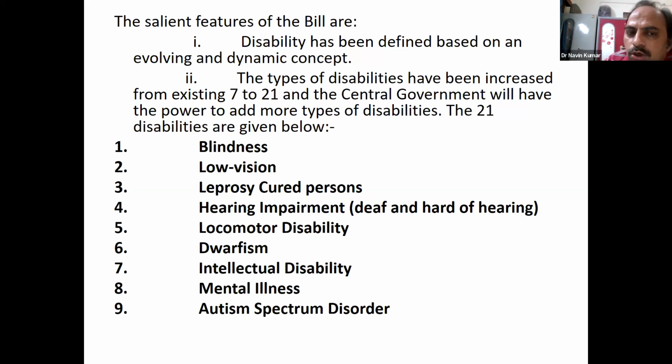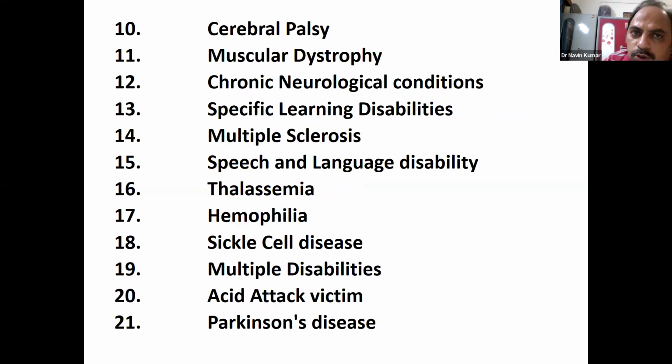Blindness, low vision, leprosy cured, hearing impairment, which includes deaf and hard of hearing, locomotor disability, dwarfism, intellectual disability, mental illness, autism spectrum disorder, cerebral palsy, muscular dystrophy, chronic neurological conditions, specific learning disabilities, multiple sclerosis, speech and language disability, thalassemia, hemophilia, sickle cell disease, multiple disability, acid attack victim, and Parkinson's disease.